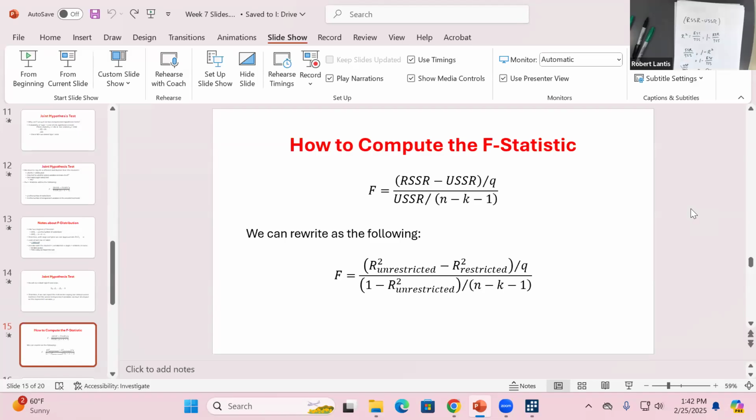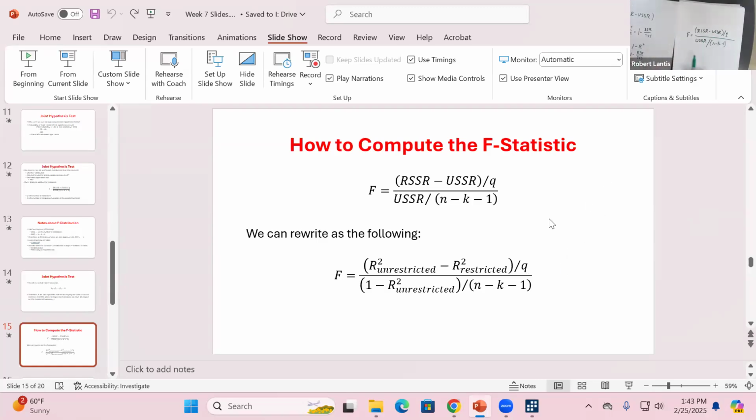If my F statistic is smaller, what's happening to my p-value, the probability of seeing that or anything more extreme? The F statistic is moving this way. The area to the right of it is going to be getting larger. So I'll walk through this to be clear. We had this F statistic as RSSR minus USSR divided by Q, over USSR divided by N minus K minus 1. Right?